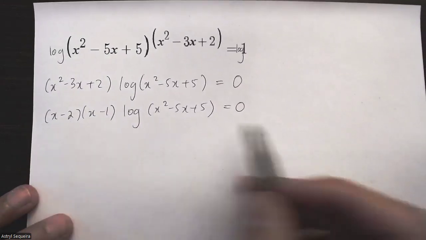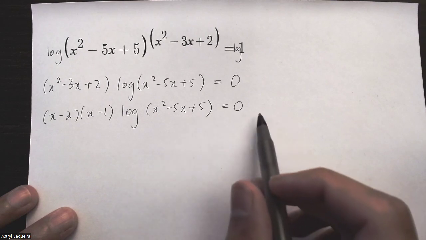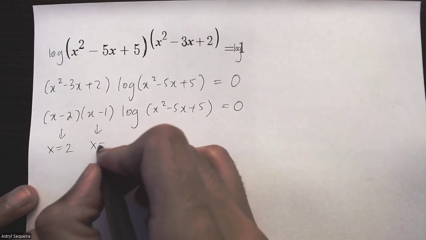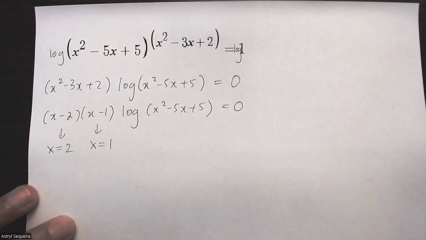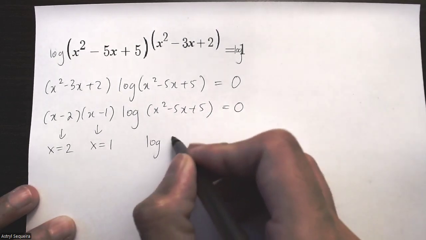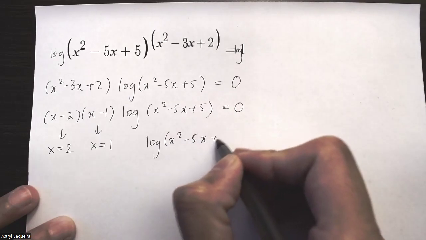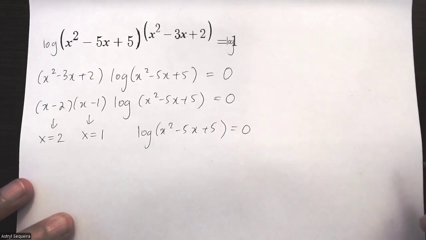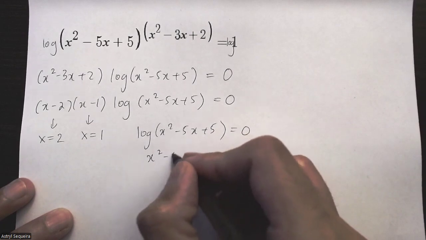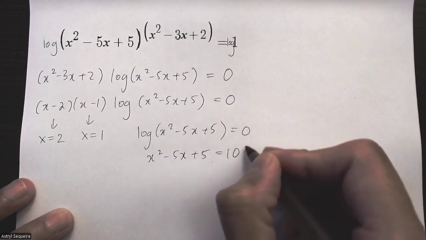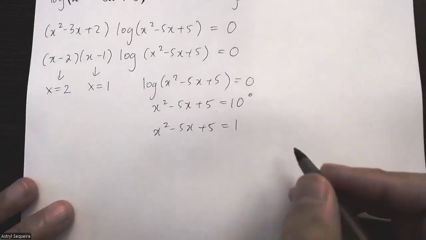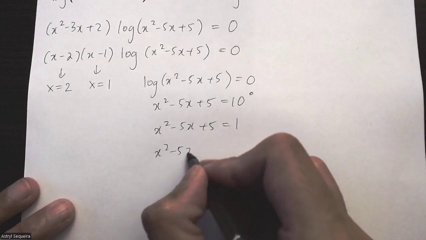And now I can basically split this up because if any of these are 0, then the final answer will be 0. So I can get over here x equals 2, x equals 1, and over here, this whole thing has to equal 0. So then I'm going to move the log to the other side, so it just becomes 10 to the power of 0, which is just 1. And then I'll move the 1 to this side and subtract it.